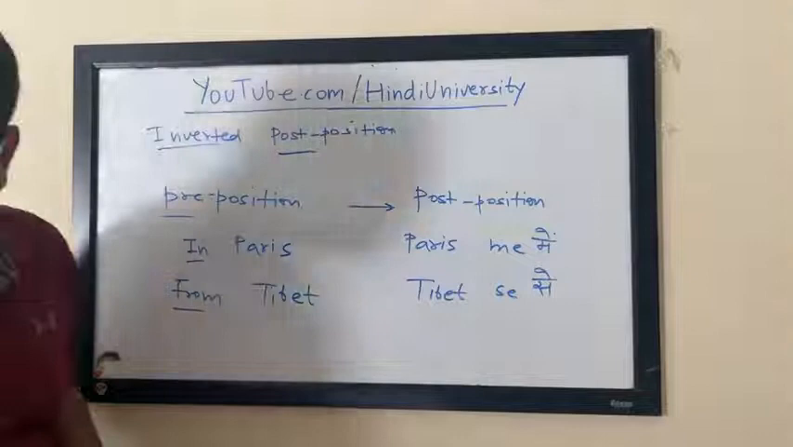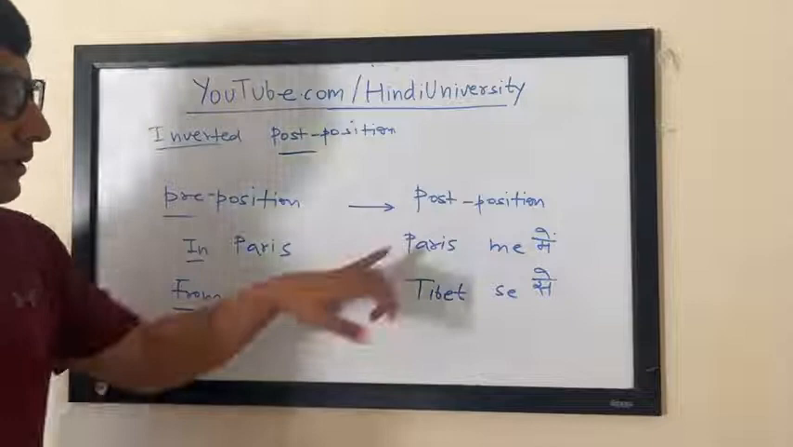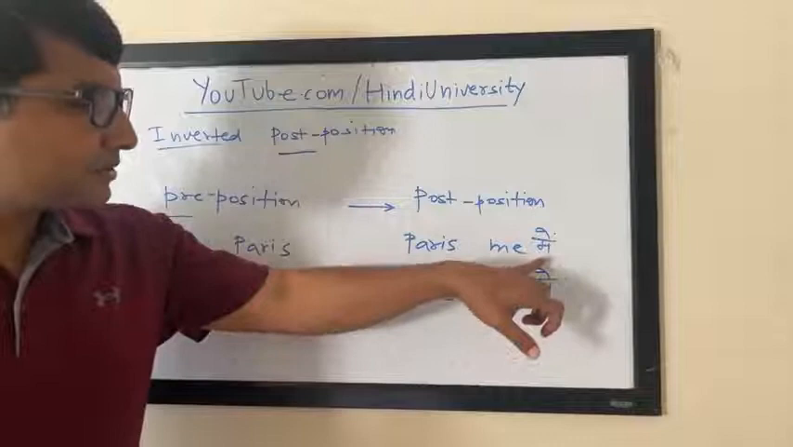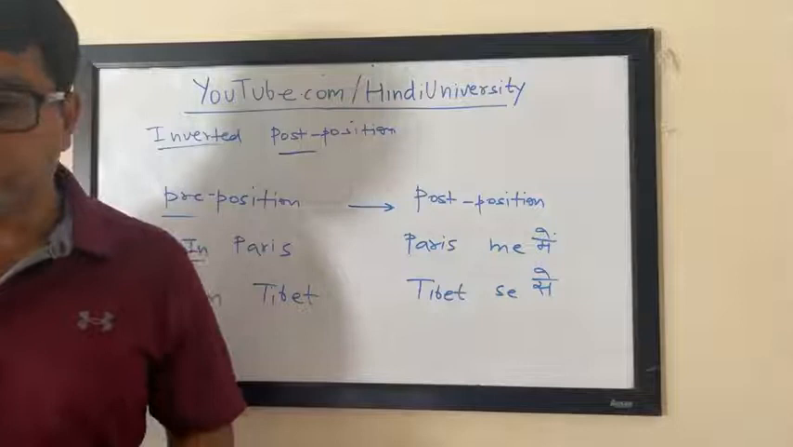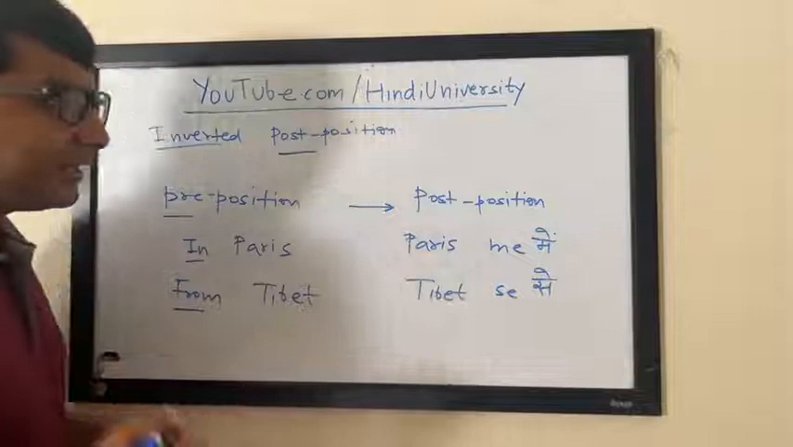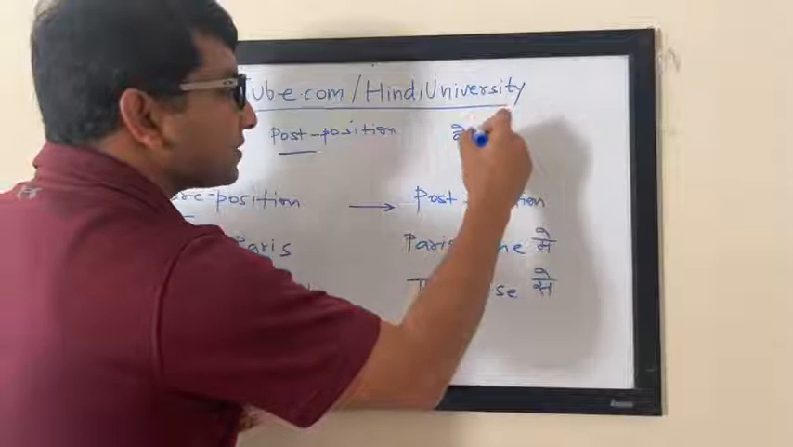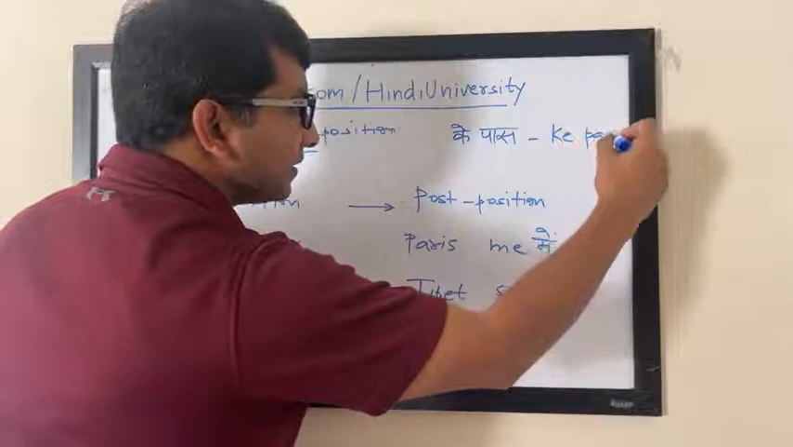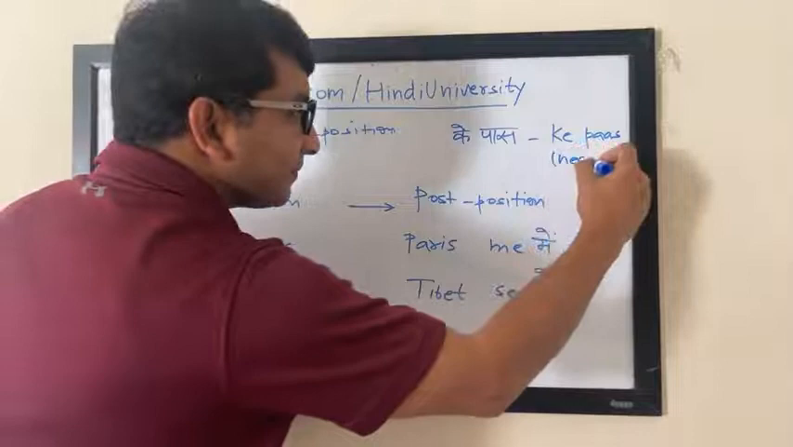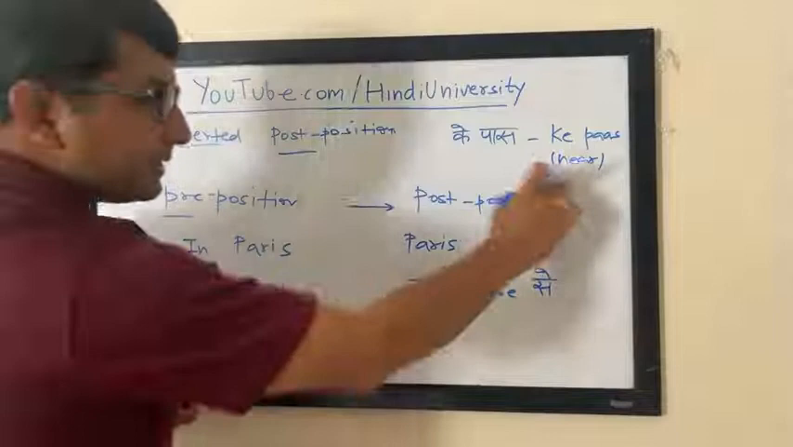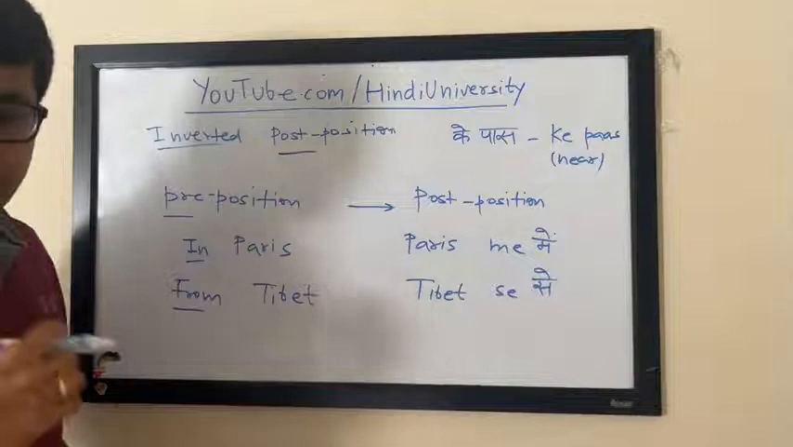Now, what is this term called inverted postposition? Typically, postpositions are single words, like mein, se, ka, ke, ki, par, as most of you are familiar with. Sometimes postpositions are combined with an additional word, for example ke paas. What does it mean, ke paas? Ke paas is near. Very good. And if it is used differently, like mere paas pen hai, it means I have a pen.